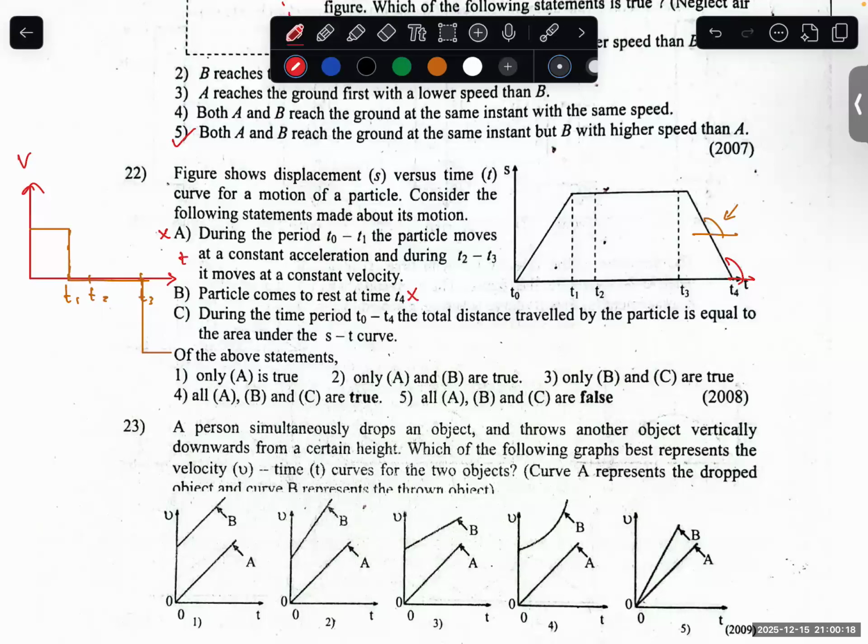C, during the time period T0 to T4, the total distance traveled by the particle is equal to the area under the ST curve. That is false. I told you it's meaningless. It's absolutely meaningless. Some students think it gives the distance, but it never gives the distance. It's a wrong idea that they have. So all are false. Fifth answer. Do you have any questions?